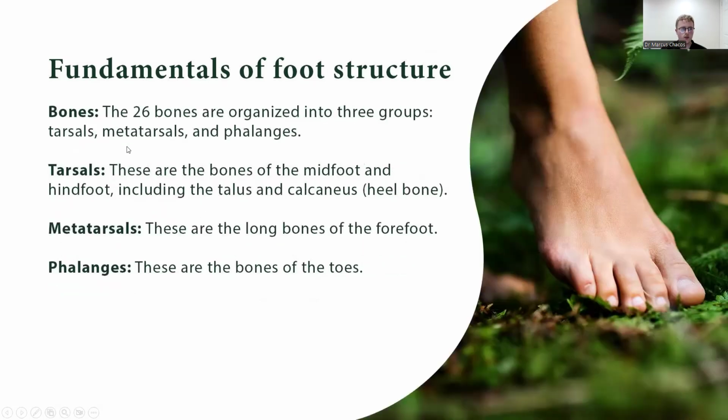So the 26 bones are organized into three groups: the tarsals, metatarsals, and phalanges. The tarsals are the bones of the midfoot and the hindfoot, including the calcaneus, the heel bone. The metatarsals are the long bones, like previously mentioned. And the phalanges are the toe bones that we mentioned before.